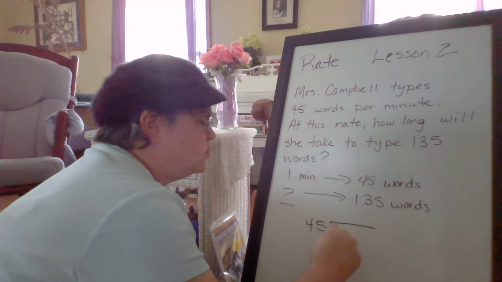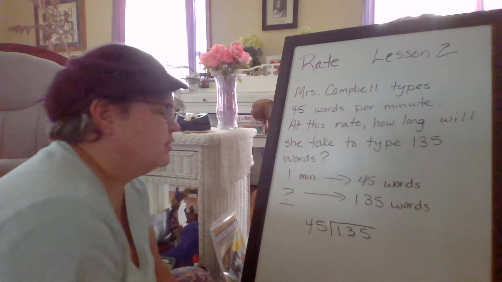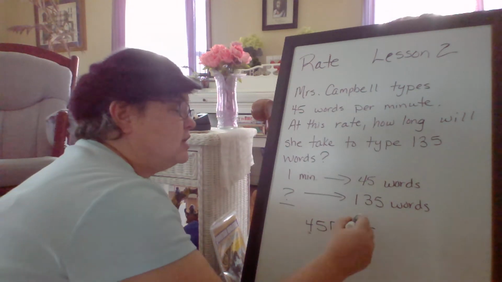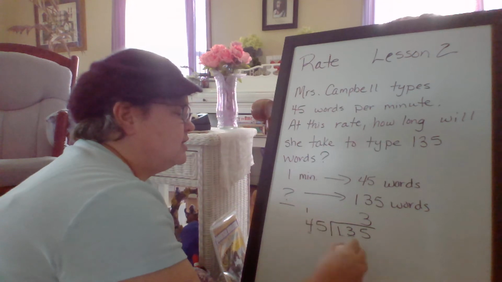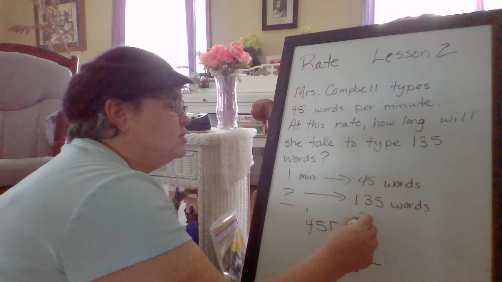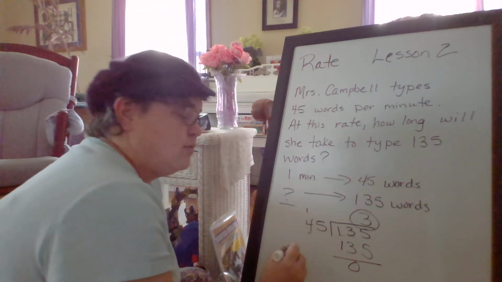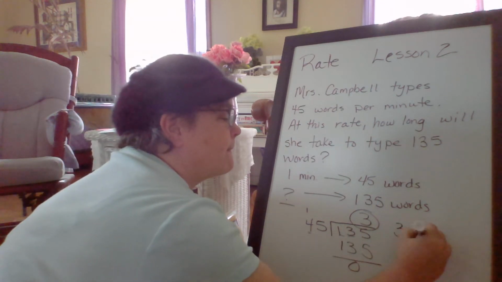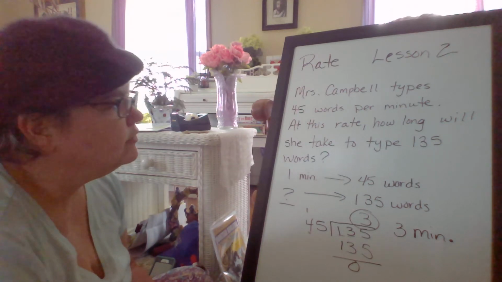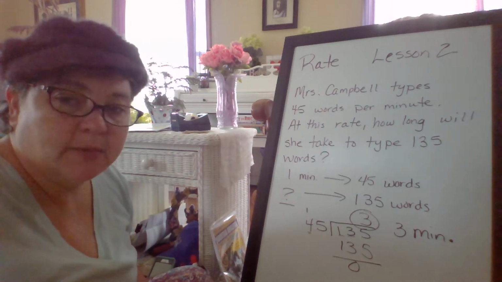45 into 135, and I like to go 4 into this number. It looks like it could be 12, so let's say 4 times 3 is 12, right? 3 times 5 is 15. 3 times 4 is 12, plus 1 is 13. Ta-da! So she can type 135 words in 3 minutes. 3 minutes would be your answer there. All right, I think those were kind of just common sense ones. So let's move on to some that might be a little more challenging.